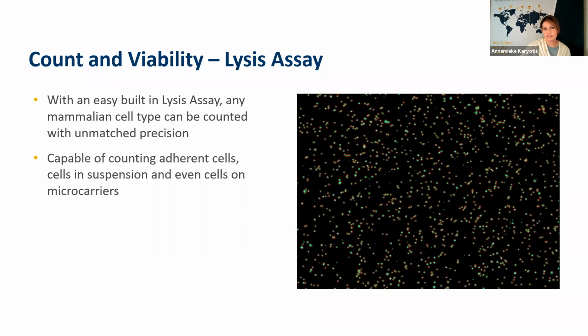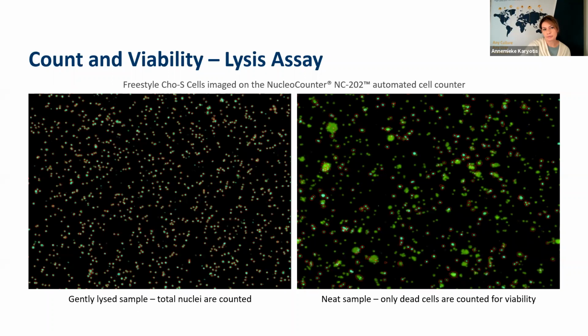So these are nuclei just stained, evenly dispersed. And here's an example where we have taken FreeStyle CHO cells. You can see on the right, the really heavy aggregation, and then on the left, the lysed sample with only the total nuclear count. And it's quite apparent that, whether using a microscope or a cell counter, the lysed sample is just going to give you a more accurate count.